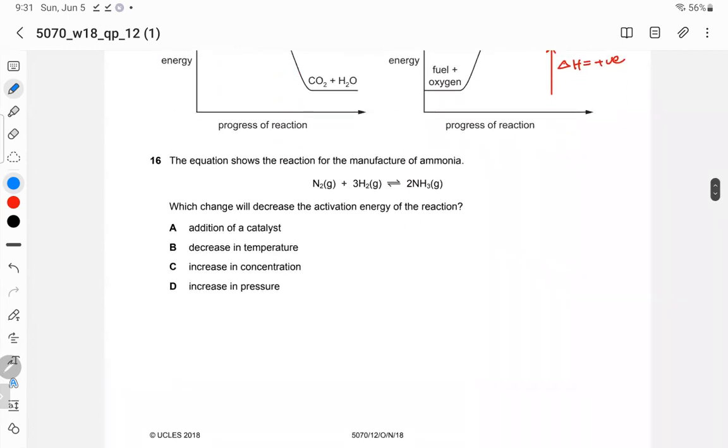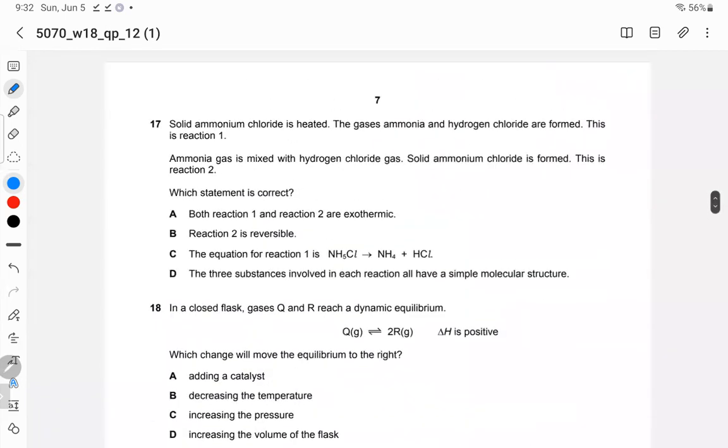Question number 16. The equation shows the reaction for the manufacture of ammonia. What change will decrease the activation energy? Yes, very good. A. Only adding a catalyst will decrease the activation energy. Now question number 17.